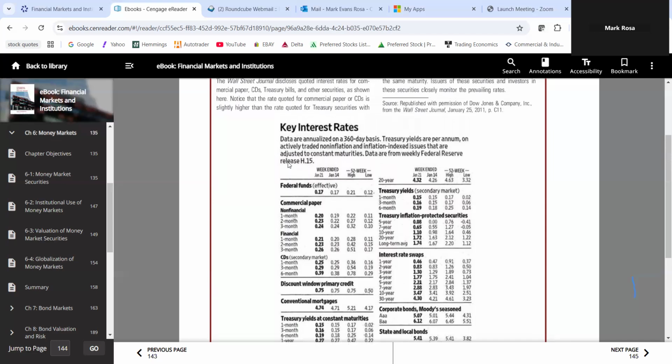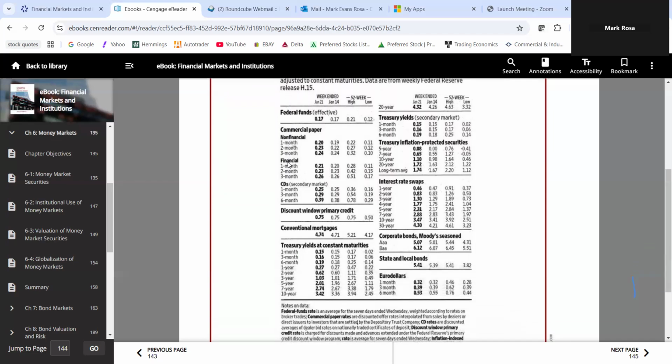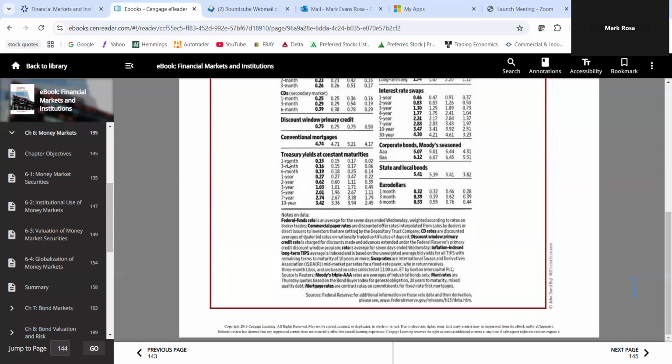January 2011. Okay, so you got treasury yields, you got interest rate swaps, something that's a whole other chapter in our book. But you have commercial paper in the upper left, and it just shows what the interest rates are for whoever is going to engage in those transactions.